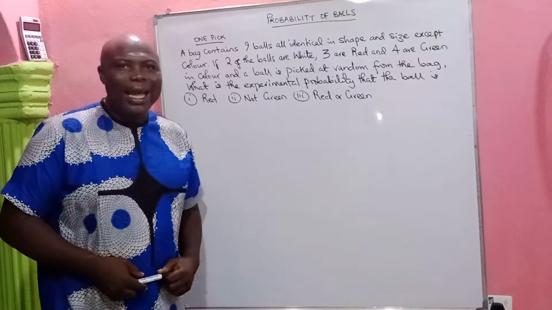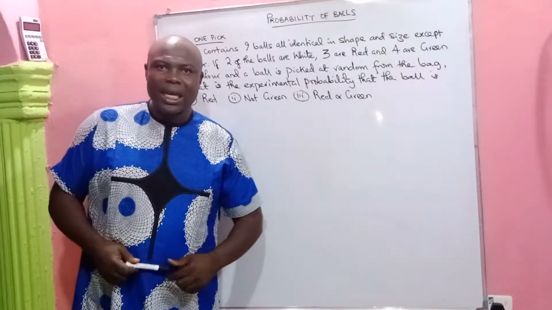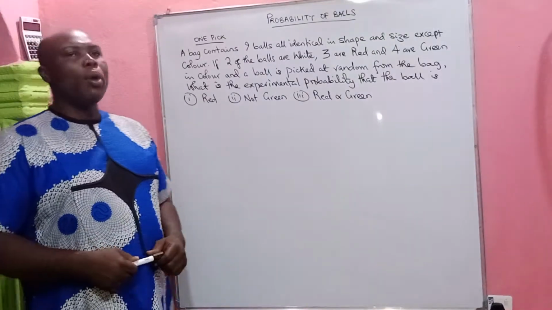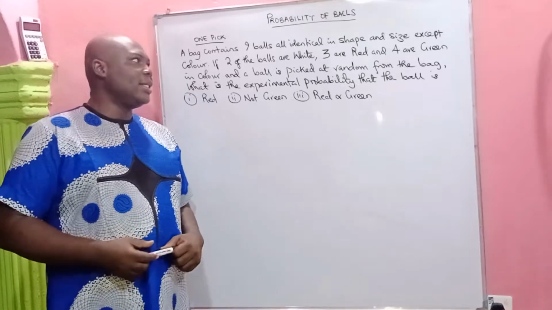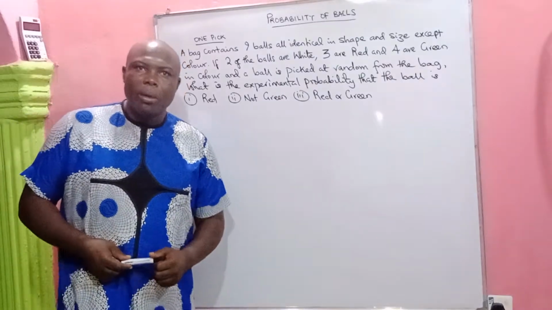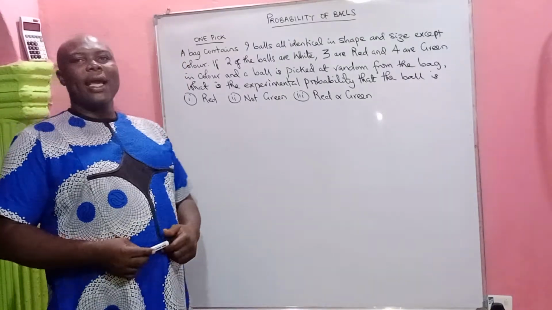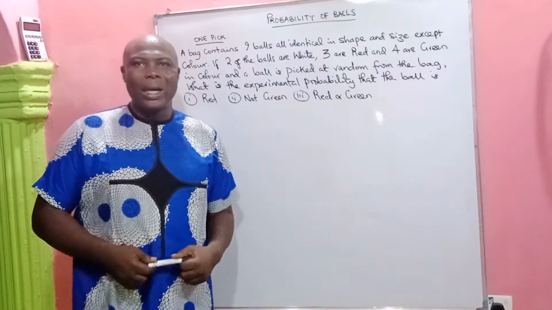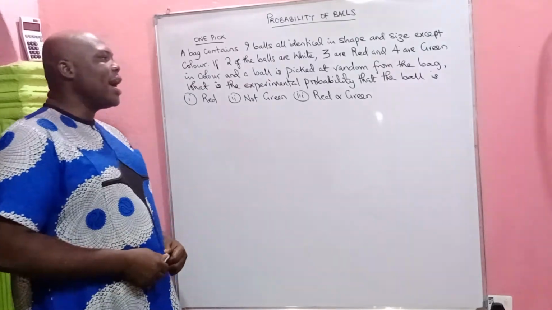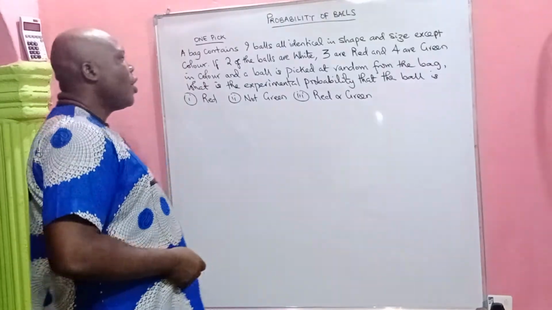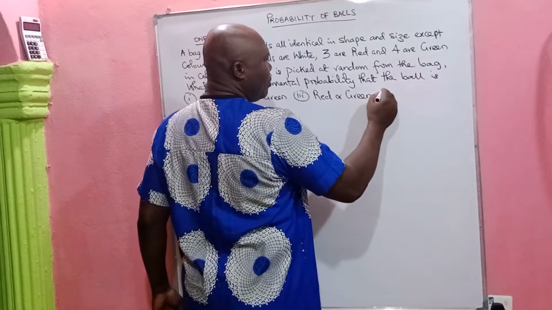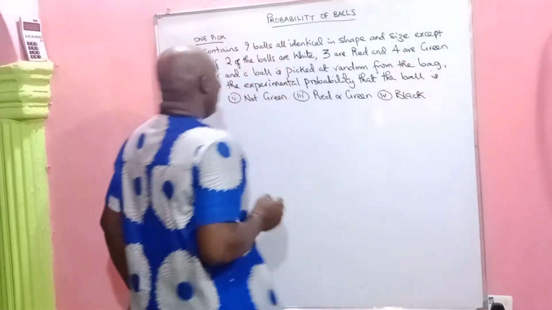A bag contains 9 balls, all identical in shape and size except color. If 2 of the balls are white, 3 are red, and 4 are green in color, and a ball is picked at random from the bag, what is the experimental probability that the picked ball is I, red, II, not green, III, red or green, and IV, black? Solution.